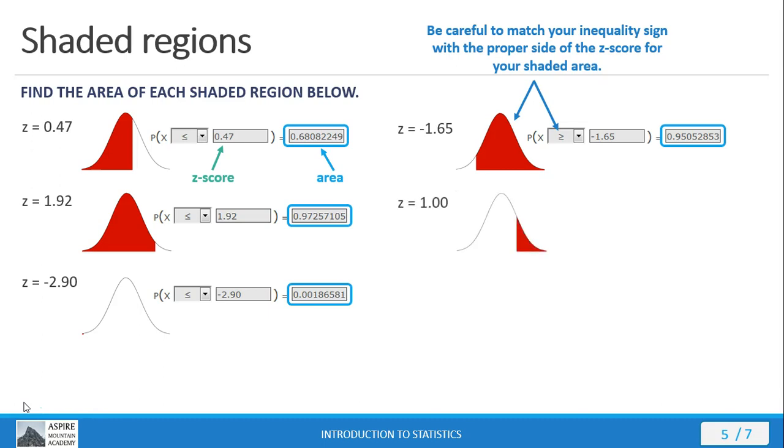What about the area to the right of our z-score of 1? Go ahead and calculate that, and we'll come back and see how well you did. Okay, hopefully you got 15.9%. That's what we calculate here. If you didn't get that, make sure your inequality sign matches so you can get the right number to come out. What about the area that's greater than the z-score of 2.9?